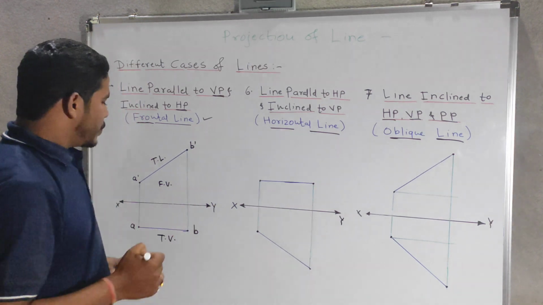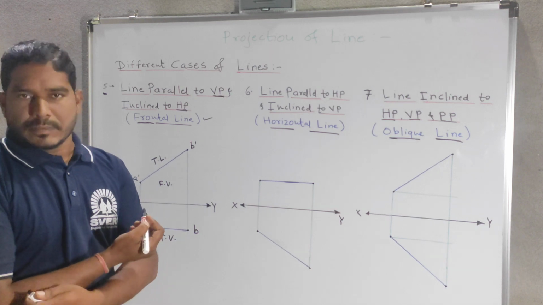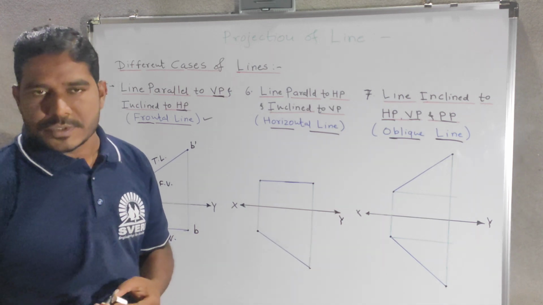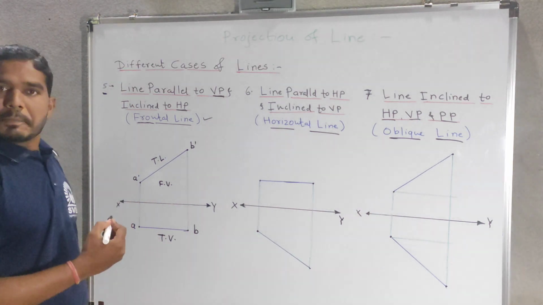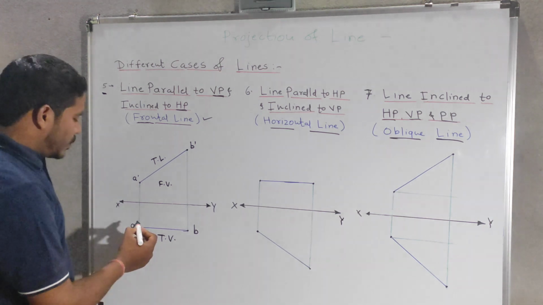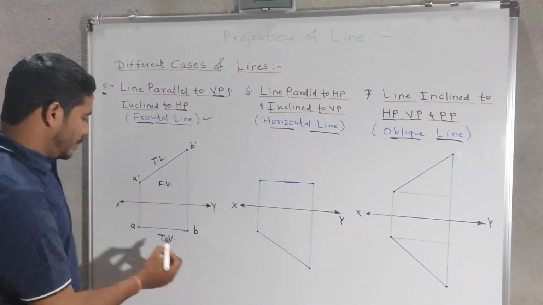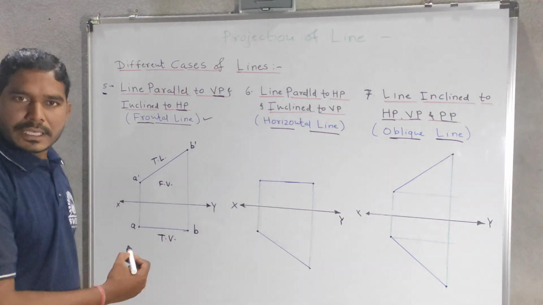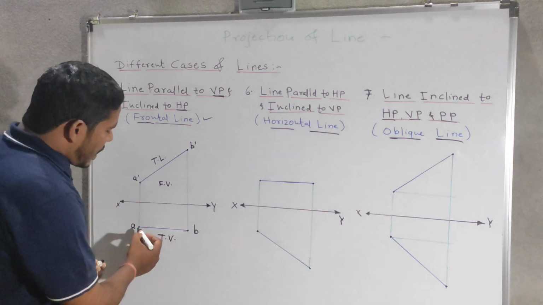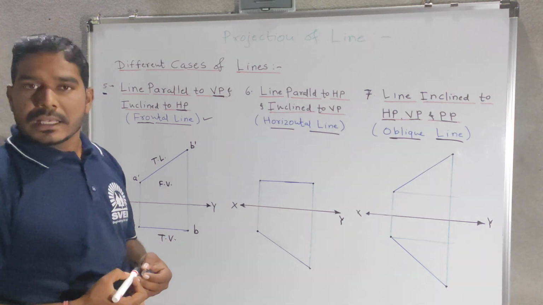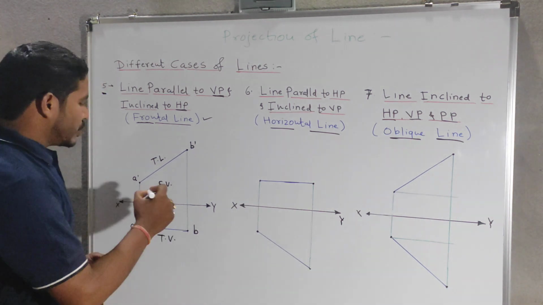One more very important conclusion from this case, which we need to remember every time in the different types of problems on projection of lines, is this. Suppose any line is parallel to the XY. Here the top view of the line AB gives the apparent length of the line AB, and it is parallel to the XY. If any line is parallel to XY, then its next view must give the true length of that line.